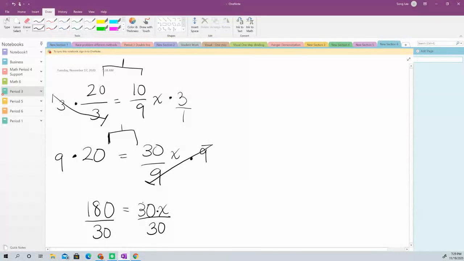And when I divide by 30, I will find what x is. Why? Because 30 divided by 30 gives me 1. 1 times x is just x. And if I write it this way, it's the same thing. 180 divided by 30, well, 18 divided by 3 is 6. With the 0 and zeros, so that will just give me x equals 6. Pretty cool, right?